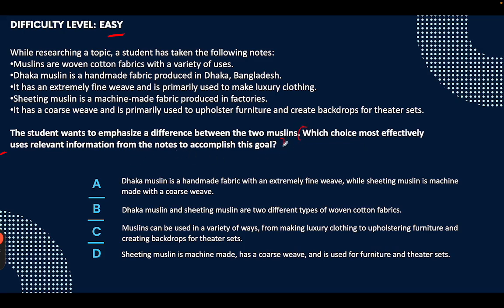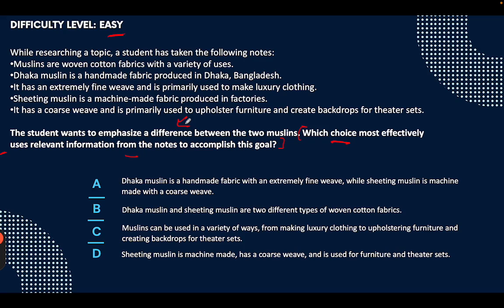This particular part of the question stem will always remain the same. The goal that you're supposed to identify, or the goal that you're supposed to meet, is going to be mentioned in the first part of this question stem. That is, the student wants to emphasize a difference between the 2 muslins. What is the goal? Second step is identify the goal. The goal is to identify an option which tells us the difference between the 2 muslins. So any option that gives me a difference between the 2 muslins is going to be the correct option.